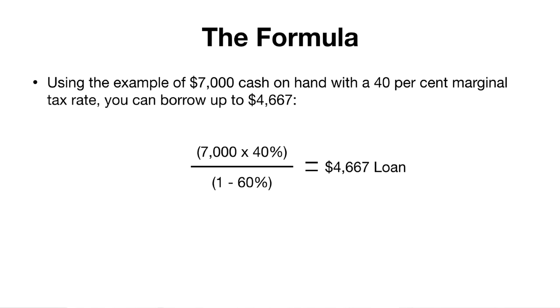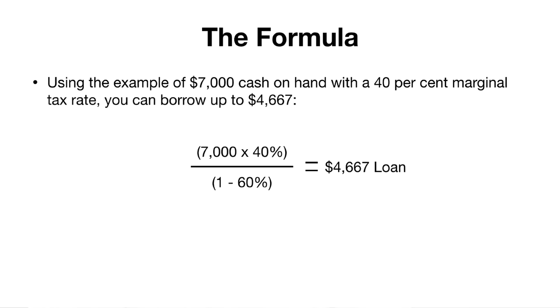Okay, that's the top line. On the bottom line, press clear, go 1 minus 40% equals, and it's going to come out to 60%. Okay, so you do the math there, it's going to be $4,667. That's the amount of money that you should borrow.